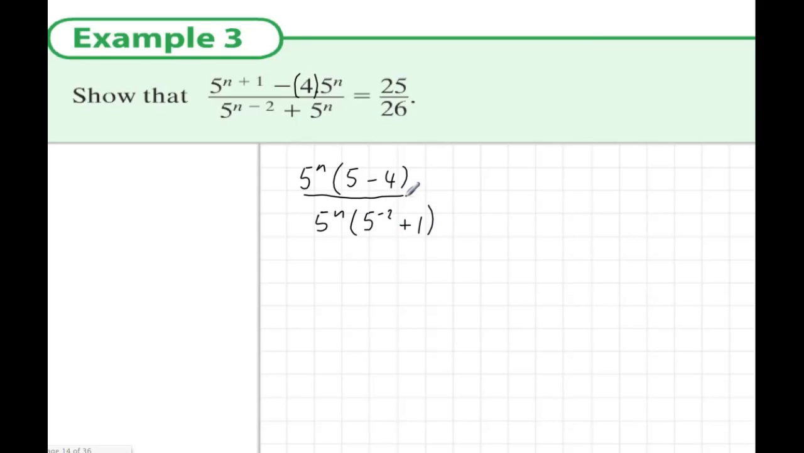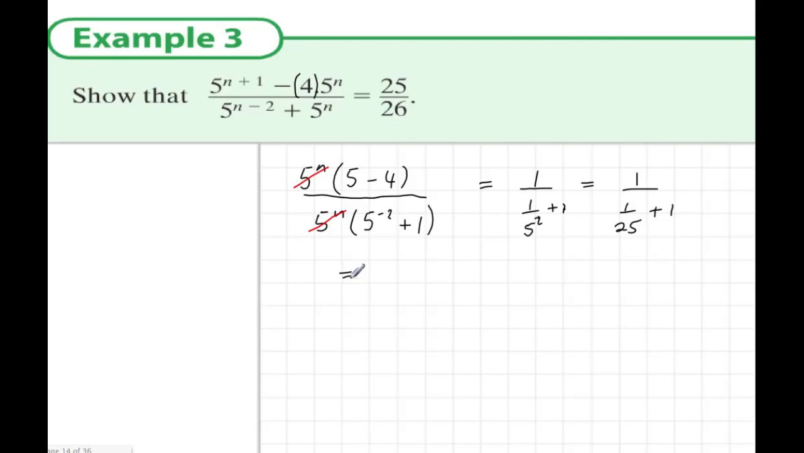So we've factorized. And we might notice here that we have 5 to the n above and below the line, so they cancel out, they divide to give us 1. And 5 minus 4 is 1. 5 to the minus 2 plus 1, the minus would be 1 over 5 squared, plus 1. And 5 squared is 25, so it's 1 over 25 plus 1.